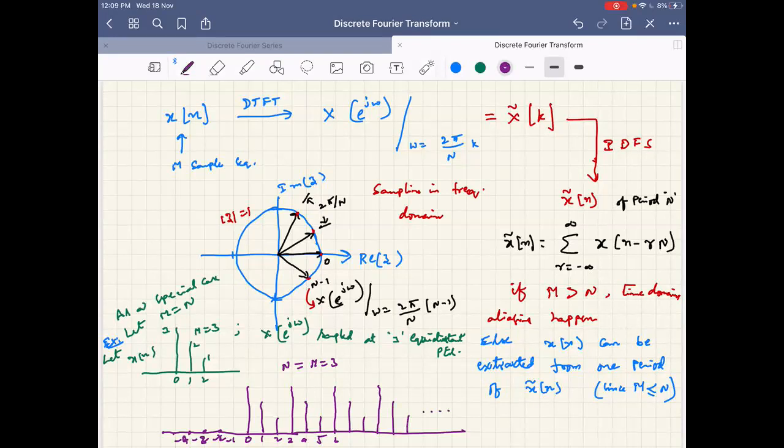Similarly, it starts repeating at -3, and hence you will have it like this, and -6 and so on. What we have plotted here is x tilde of n. So we have taken x of n and plotted x tilde of n.